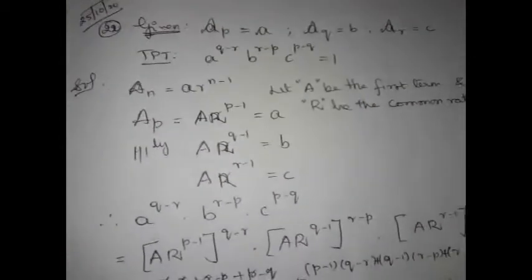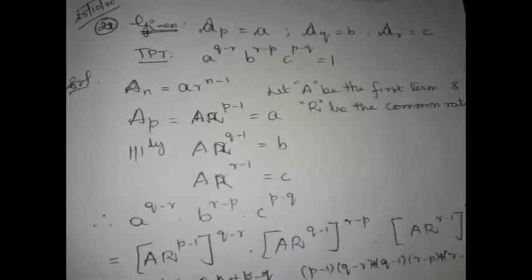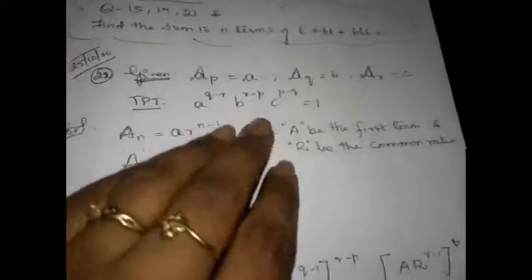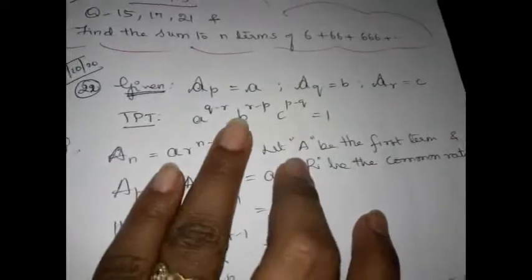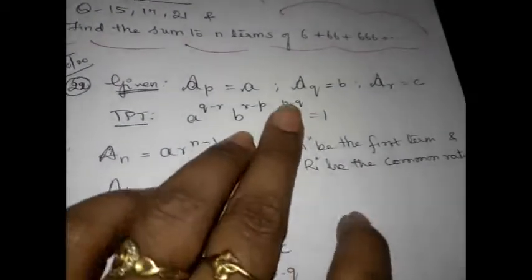Hello students, in today's class let us continue with exercise 9.3. We are dealing with GP. So 22nd question, what is given: if the pth, qth and rth terms of a GP are a, b, c respectively, prove that a power (q minus r), b power (r minus p), c power (p minus q) equals 1.